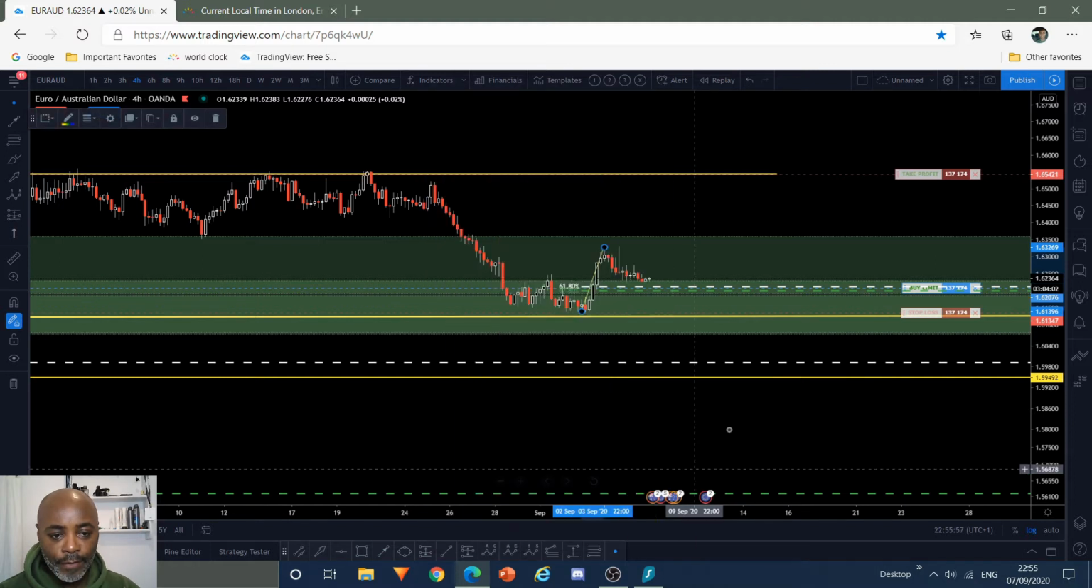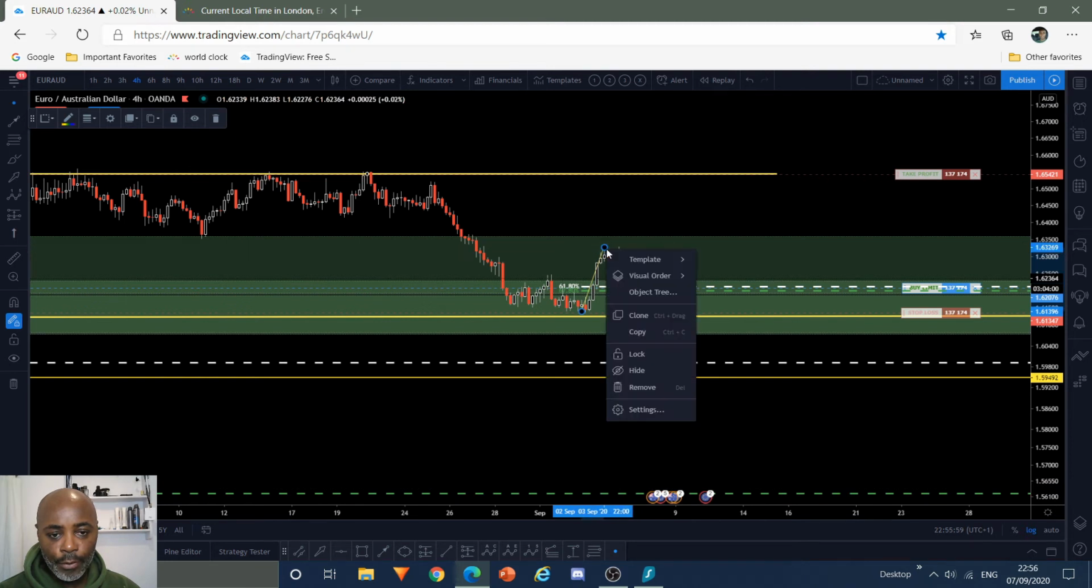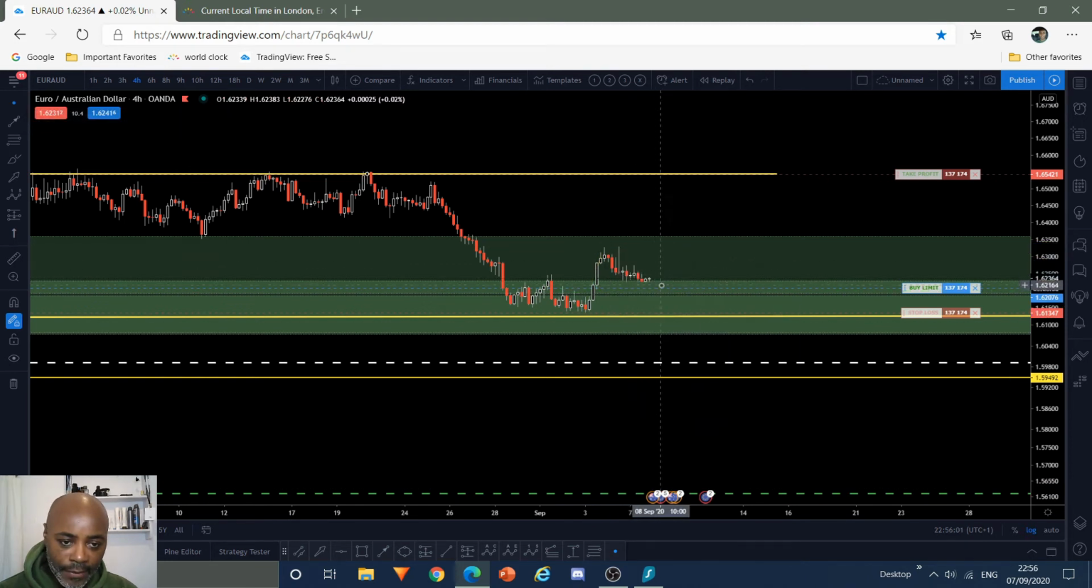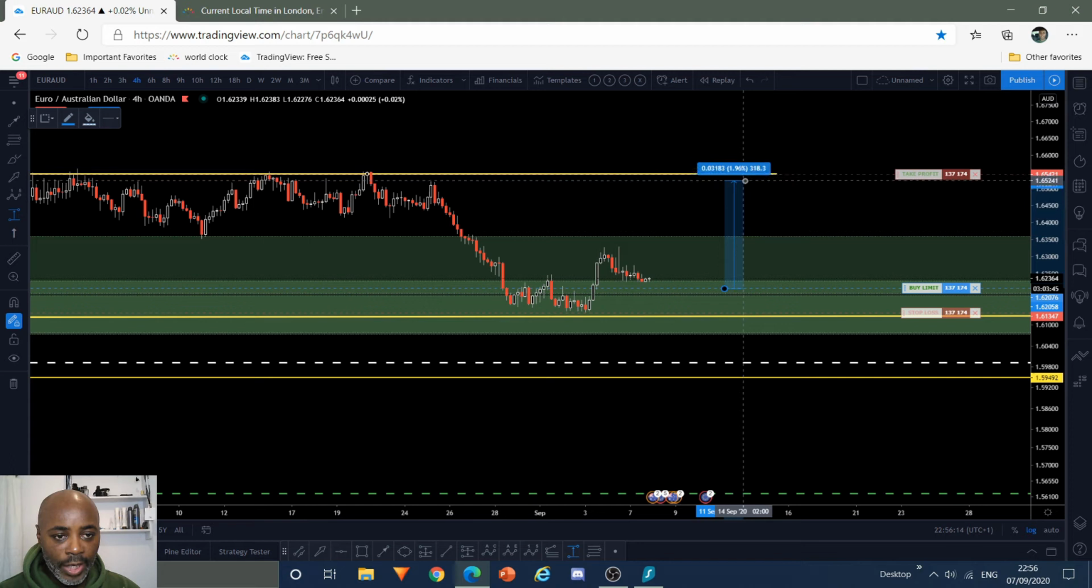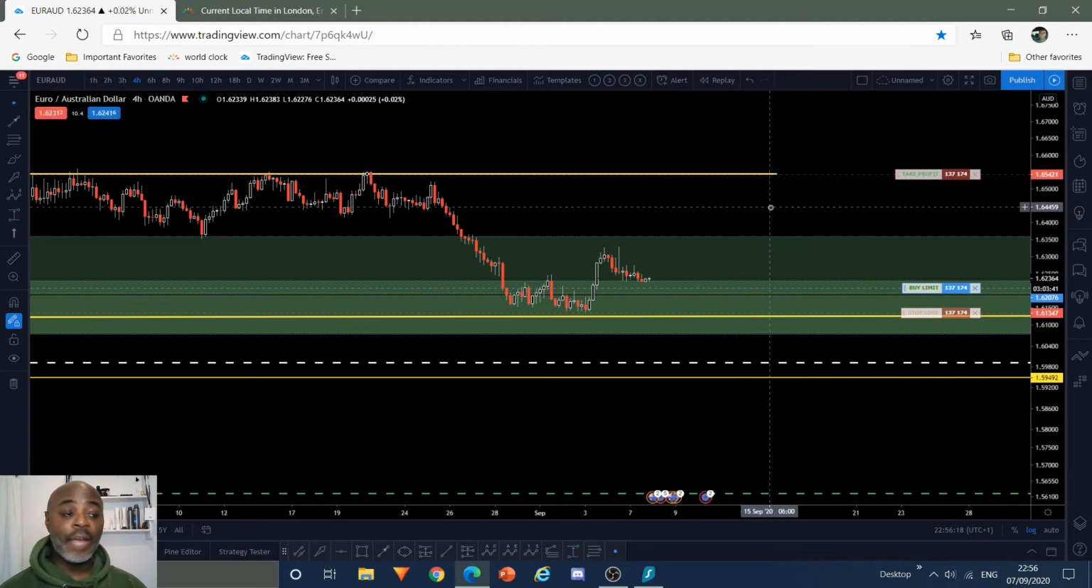What I'm actually hoping for is for price to come into this level here, take us in, hopefully not take us out, and then go up to this line here. There's my take profit, and there's my entry. So if this trade plays off, ladies and gentlemen, we're looking at approximately 330 odd pips. So let's see how it goes, guys.